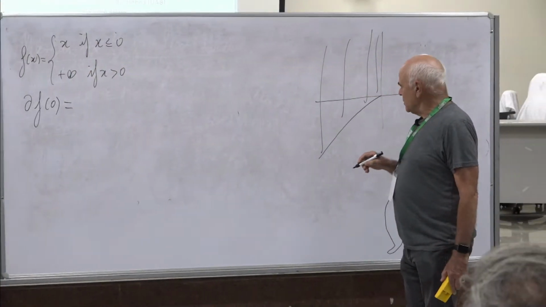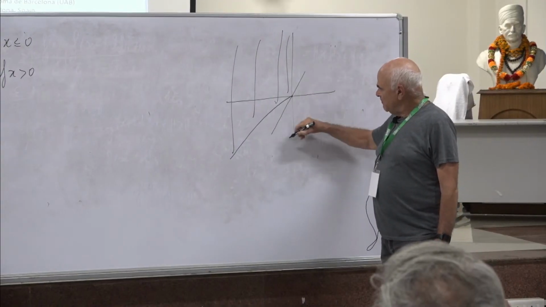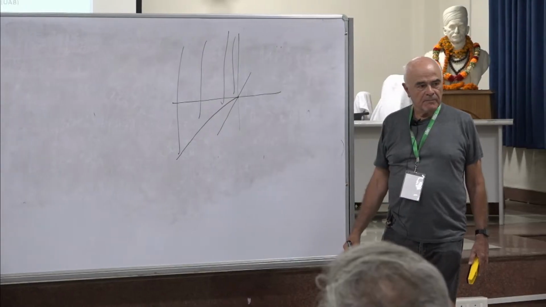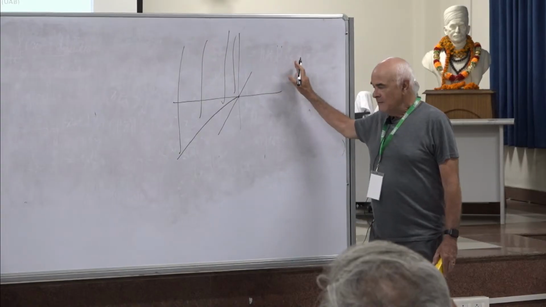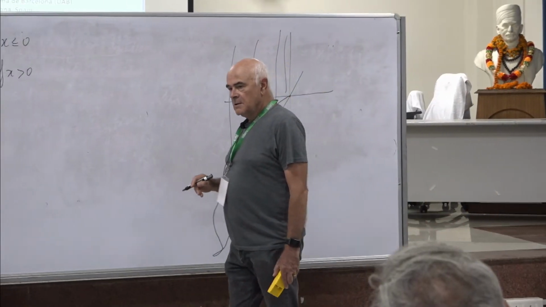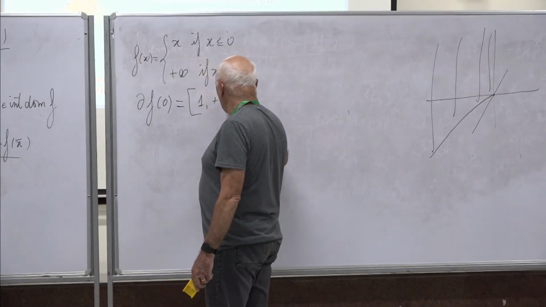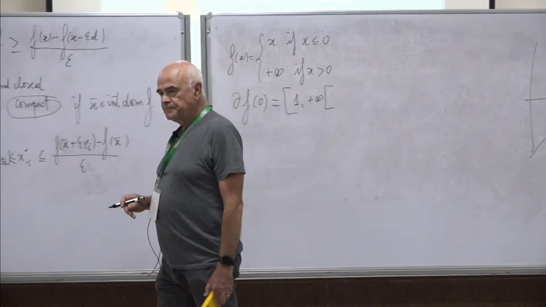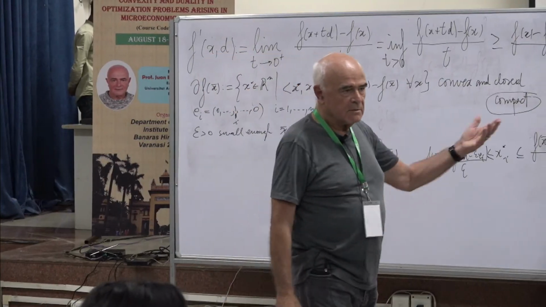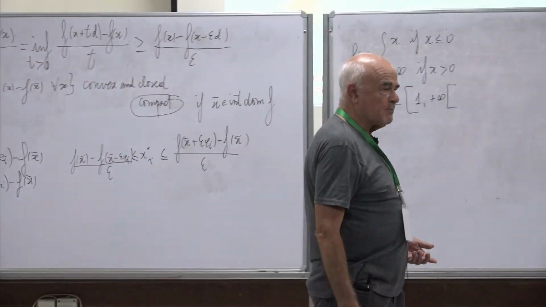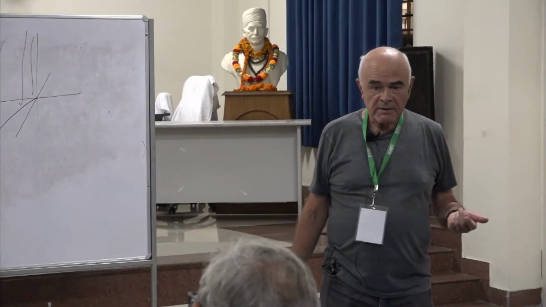This is the set of slopes of straight lines through the origin that are below the graph of the function. And because there is no point in the graph of the function on the right, every straight line with a slope greater than 1 is a subgradient. I mean, every number between 1 and plus infinity is a subgradient. So we have here that the subdifferential is a half line, so it is unbounded.